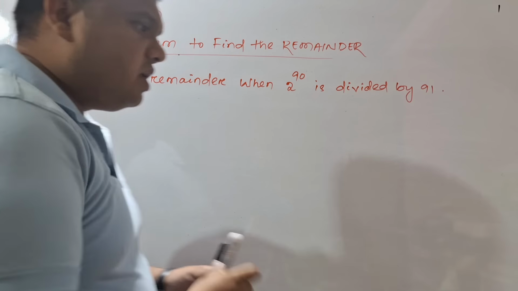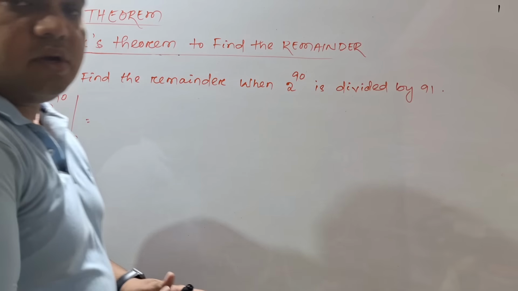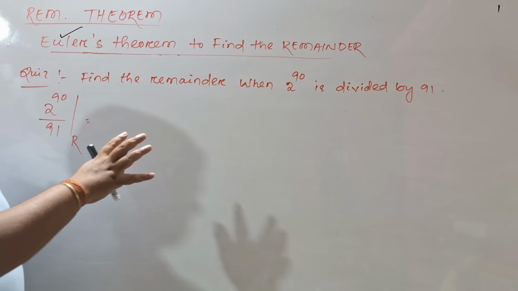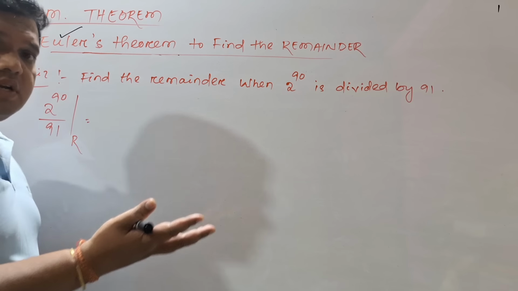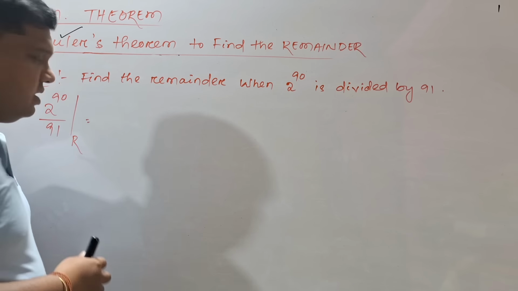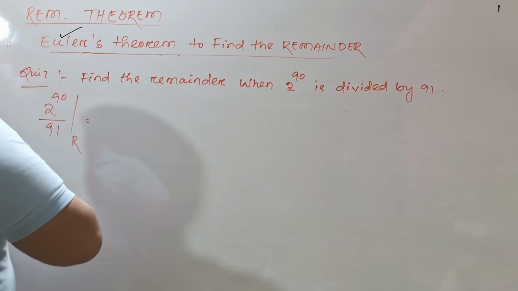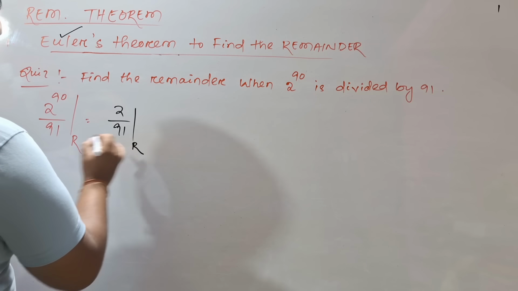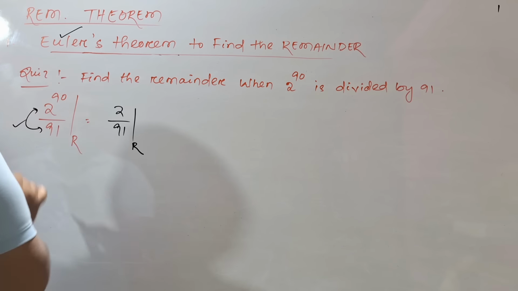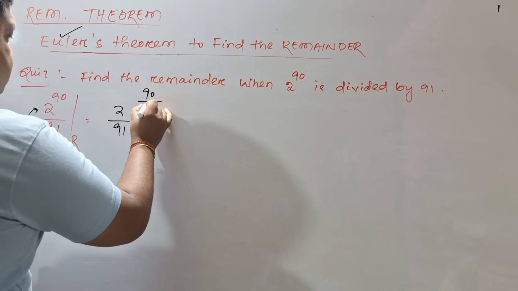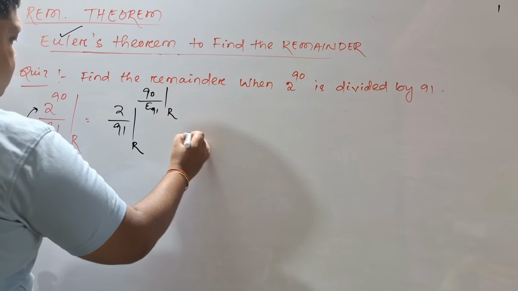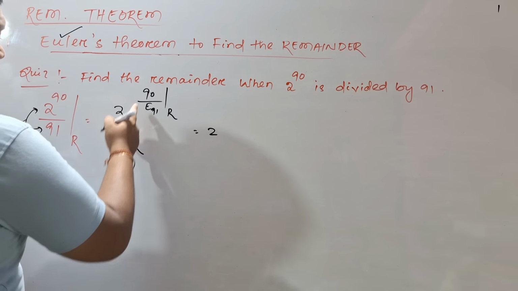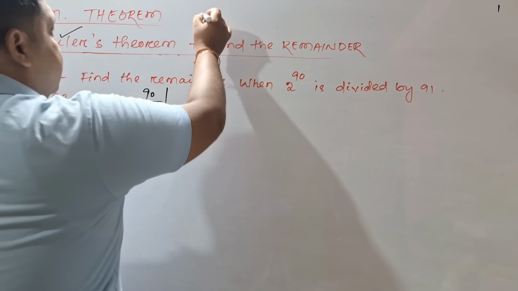So first of all, you all try to apply Euler's theorem. If you apply Euler's theorem, you can face more difficulty. This will be lengthy. Here I will apply Euler's theorem first. First check 2 when it is divided by 91. These two are co-prime, so directly I can apply 90 divided by Euler's number of 91. 2 by 91, smaller number divided by bigger number, remainder is smaller number.